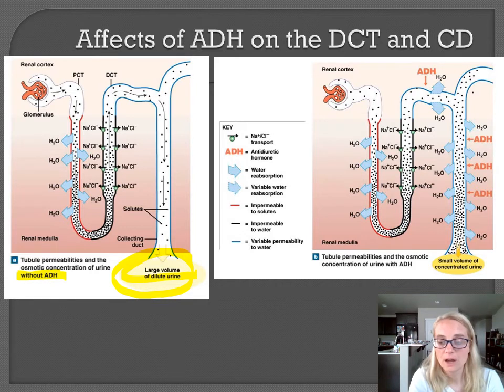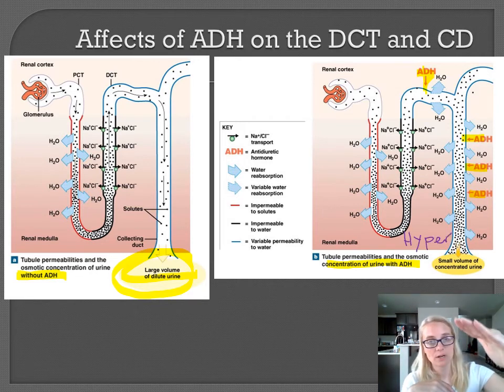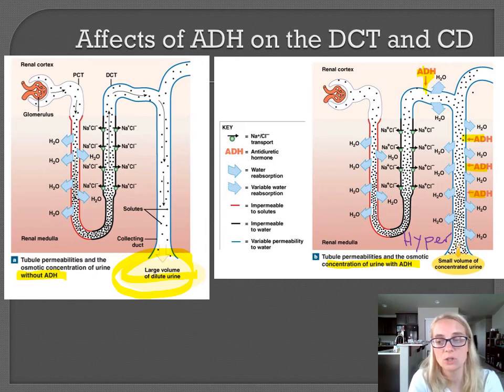Now, in the presence of ADH, what we see is these aquaporins are going to start placing themselves in the membrane of the DCT and the collecting duct. And because we have this hypertonic environment, if you remember, all the way from 600, 900, 1200 milliosmoles outside of the tube, when you open up those aquaporins due to the presence of the ADH, we're going to reabsorb a lot of water. And what you end up with is small volumes of very concentrated urine.